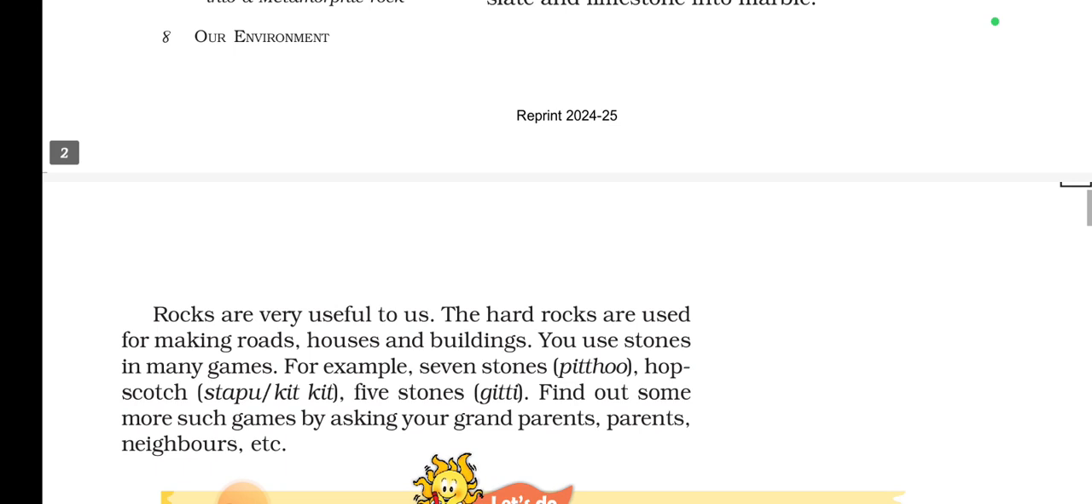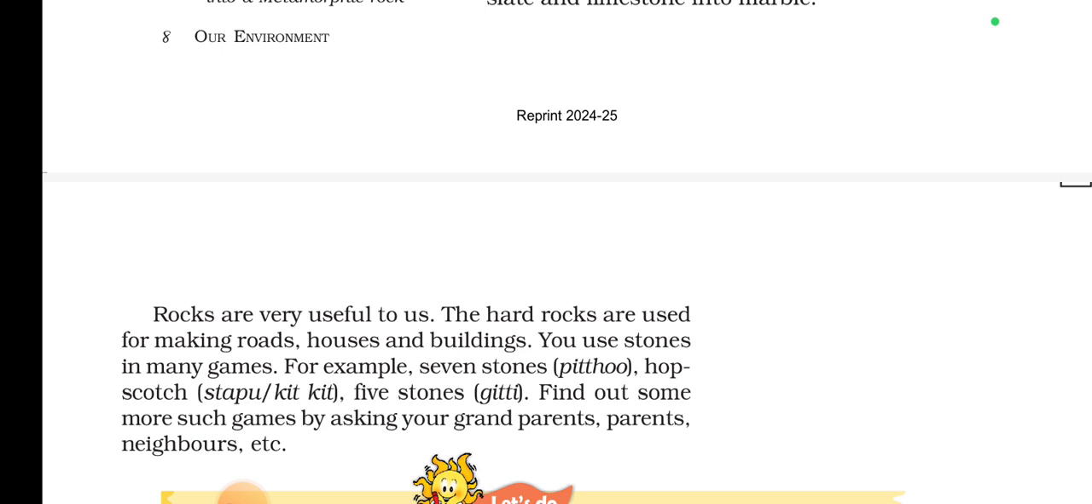Rocks are very useful to us. The hard rocks are used for making roads, houses, and building structures. Here some games are given where stones are used, for example pithu, five stones, and gitti. In childhood we used to play these.